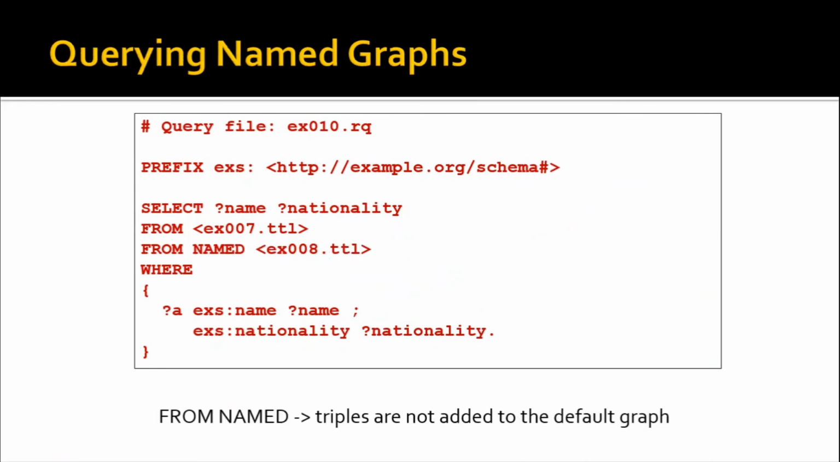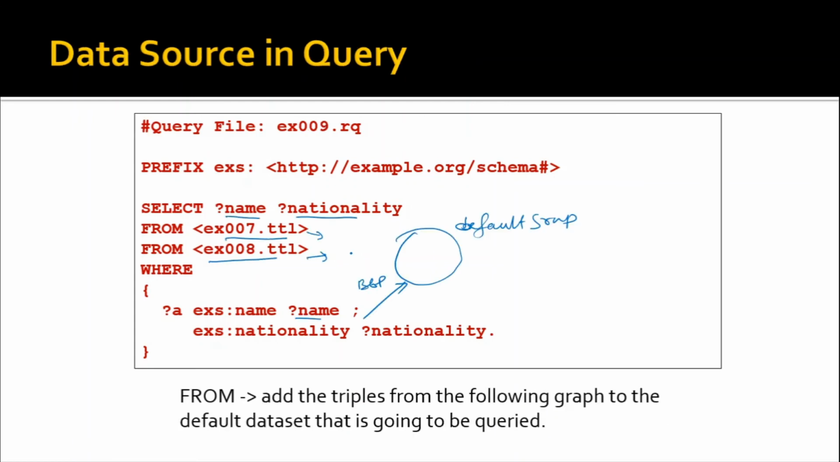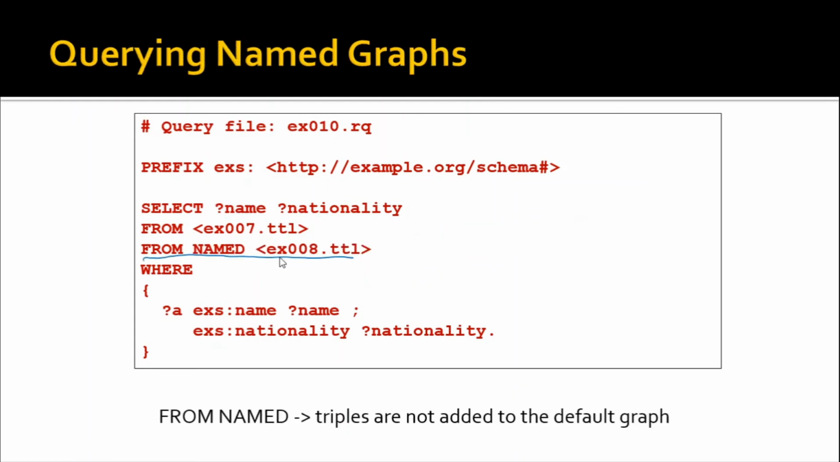Now let us try to use the from named part, right? Here we have just changed this particular line. It was earlier written as only from, and now we have changed it into from named, right? And you can guess what will happen. You don't have anything special here; this is just a BGP. This BGP will be checked against only this graph, and this graph, that is 008, will be completely ignored, right? So let us try to run this query in the form of query 10.